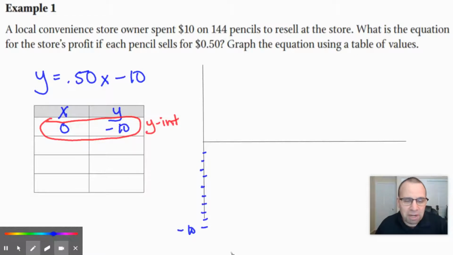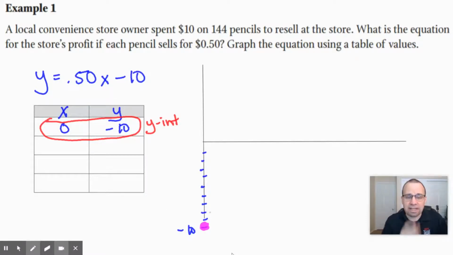Now I had to redraw my graph because my graph didn't go down to negative 10, so I had to start all over, and that might happen to you. So 0 comma negative 10 means I'm going to put my first dot right here, down at negative 10, over 0, down negative 10. Let's fill out some more points.